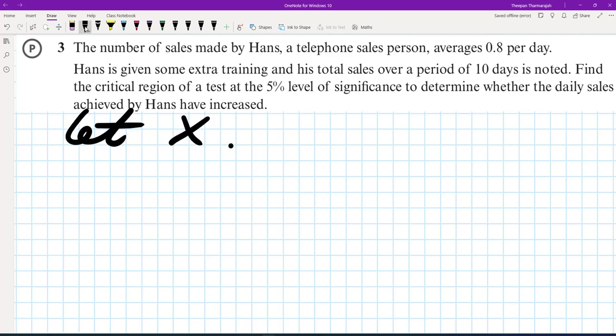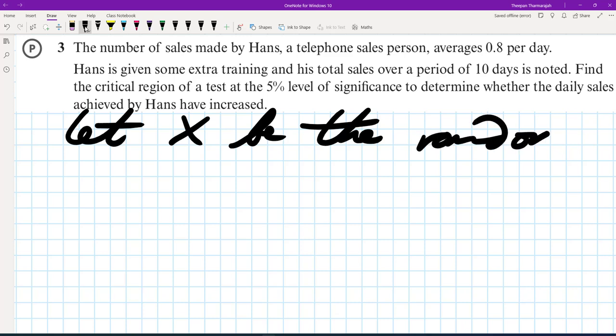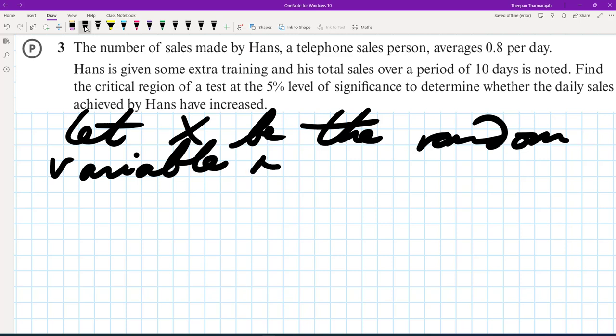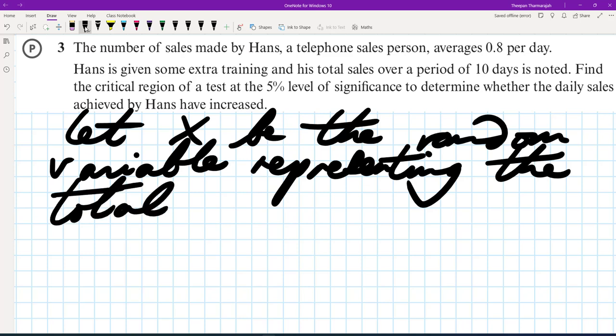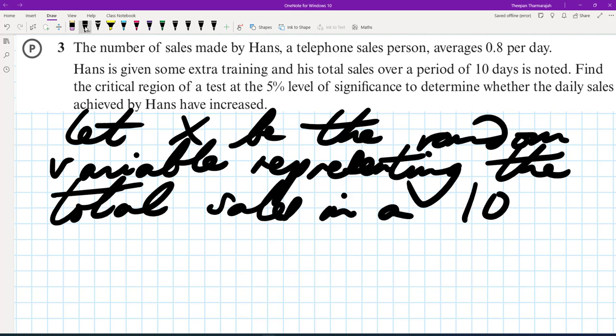So let's define our random variable. Let X be the random variable representing the total sales in a 10-day period.